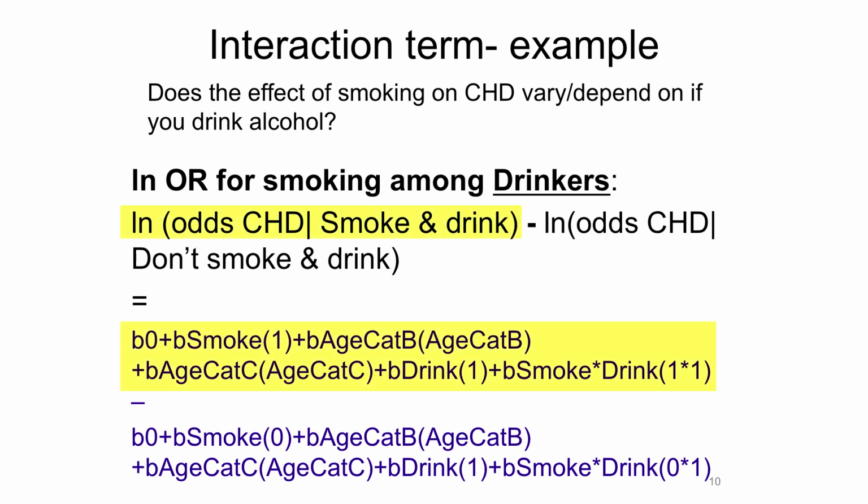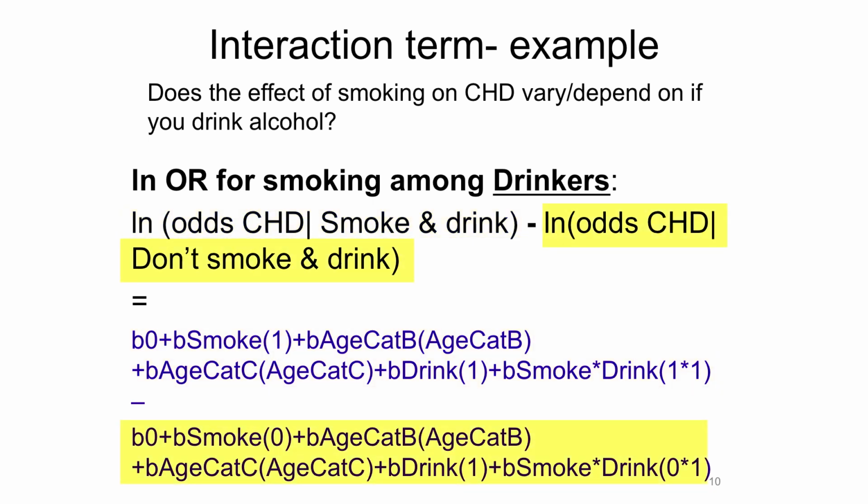The top part of the equation tells us the log odds of CHD given that you smoke and drink. The bottom part of the equation tells us the log odds of CHD given that you don't smoke but drink. As we've done previously, we multiply each coefficient by 1 that relates to membership in that specific group. So for those who smoke and drink, we assign a value of 1 to any coefficient that includes smoke or drink. For those who don't smoke but drink, we assign a value of 1 to the coefficient for drink and a 0 for each coefficient that includes smoke.